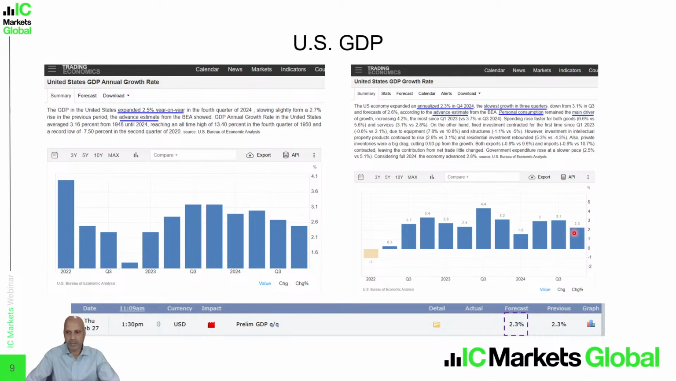Nevertheless, still a pretty decent output, which is driven primarily by personal consumption. Personal consumption continues to remain the main driver of growth, increasing the most since the first quarter of 2023. If you do see robust or steady economic output, this could trigger higher than expected demand for the US dollar as well.